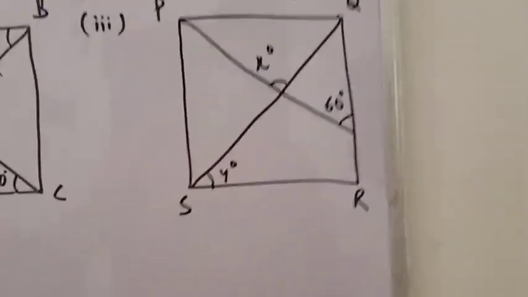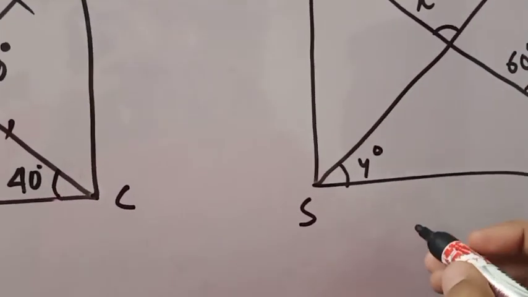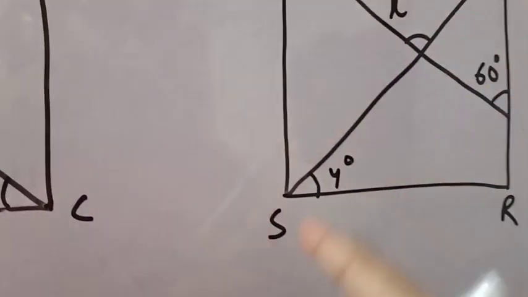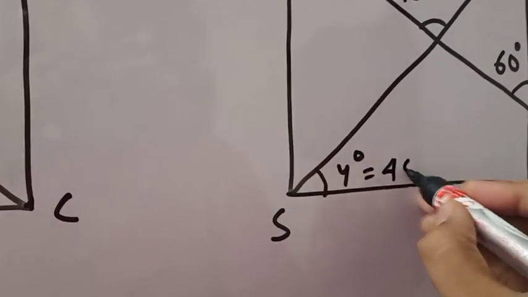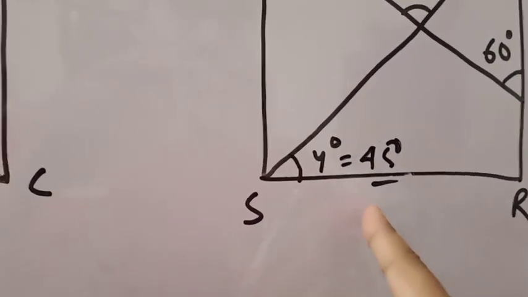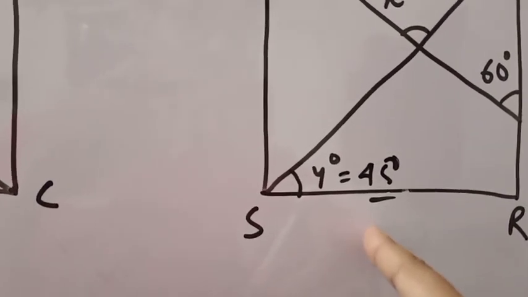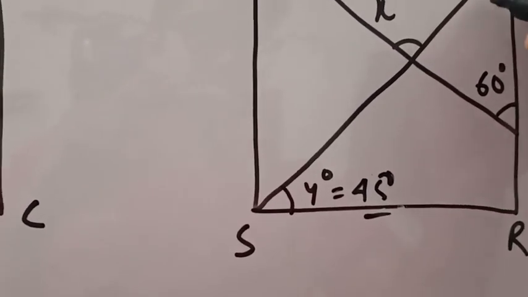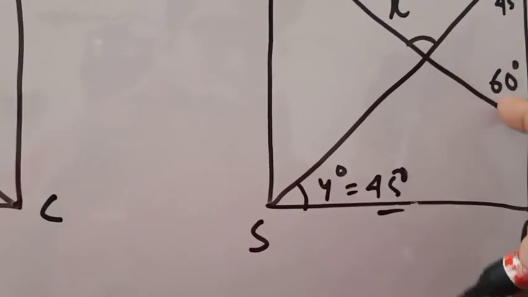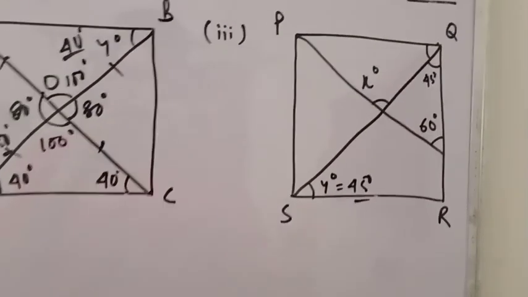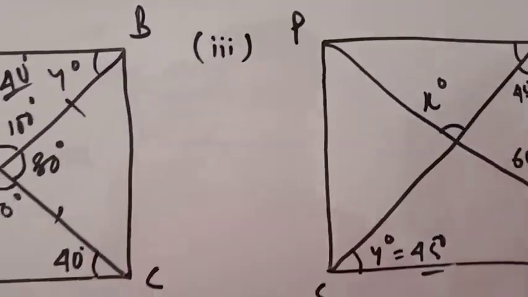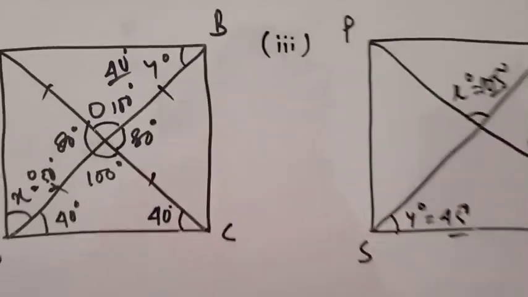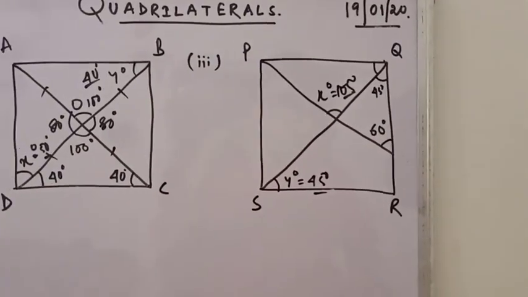Now in the next one, see that it's a square. In the square, diagonals bisect each other. That means this is 45. So y equals 45. That means these are all 45. Clear? So if this is 45, then the sum of the interior angles equals the exterior angle. So that means 60 plus 45, this is 105. Okay? So x equals 105, y equals 45.